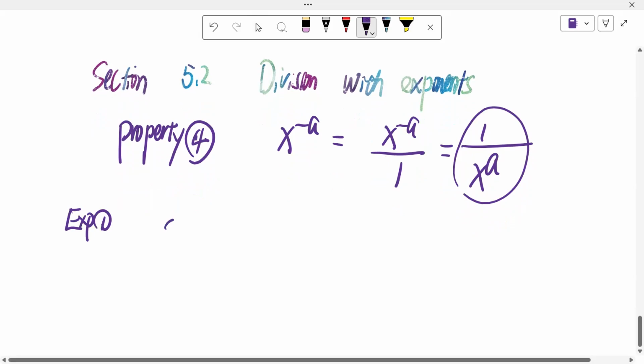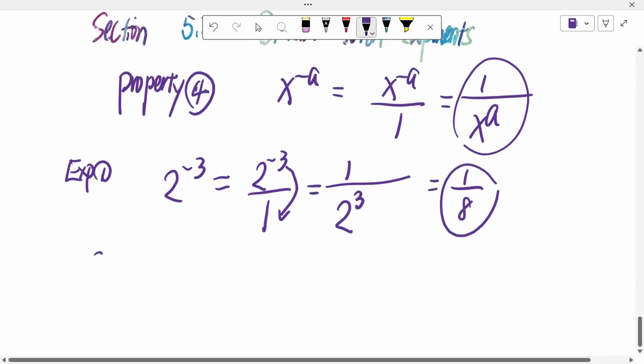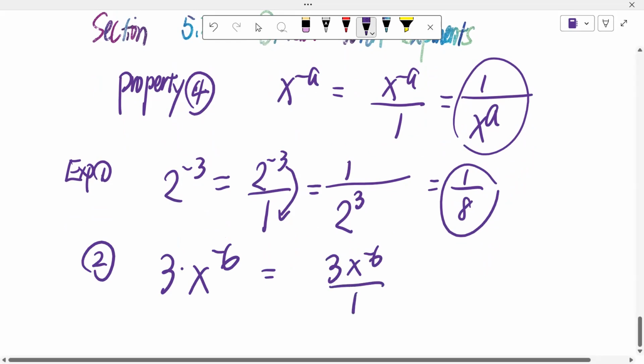If we have 2 to the negative 3 power, applying this property, we write 2 to the negative 3 over 1 and flip this to the denominator. On top by default is 1, and the bottom is 2 cubed. That becomes 1 over 2 cubed, which is 1 over 8. And second example, we have 3 times x to the negative 6. Similarly, we make it a fraction and flip this to the denominator. Once we flip it, it becomes x to the positive 6.